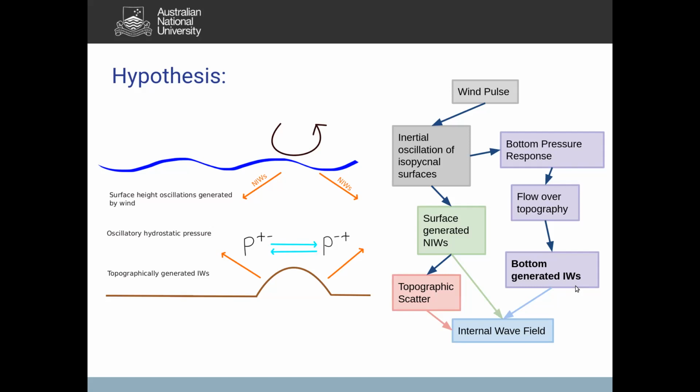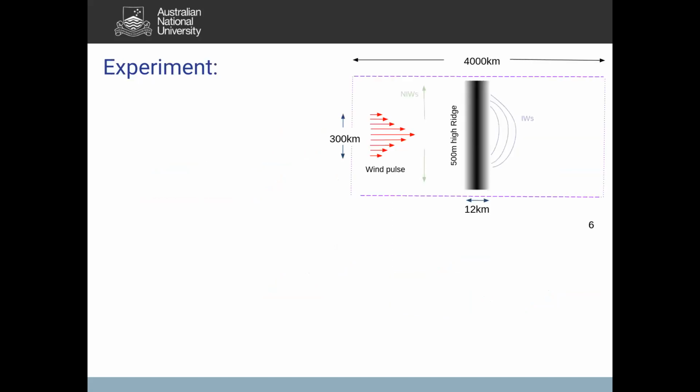But of course, you'll also have topographic scatter, which will also contribute to the internal wave field. So in order to find these bottom generated waves, we have to make sure that we're not seeing scatter from downward propagating surface waves. So we designed a very idealized experiment using MOM6.